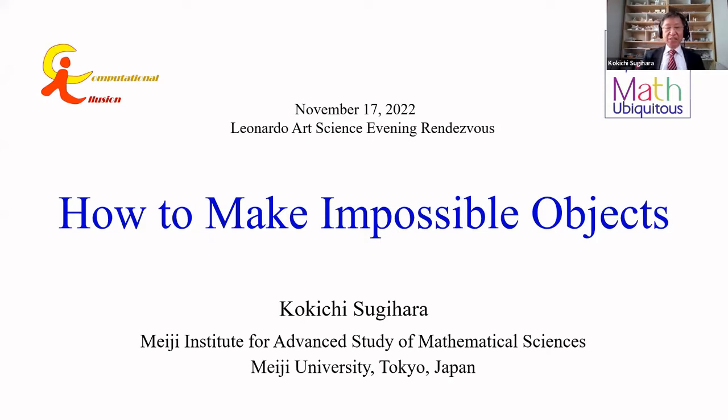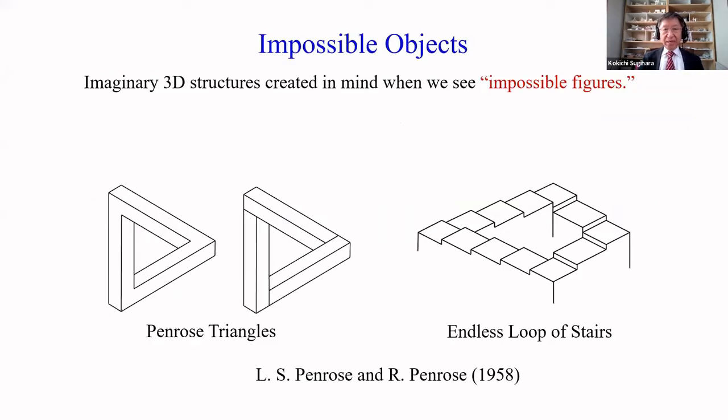I am Kokichi Sugihara of Meiji University, Japan, and my topic is impossible objects. Impossible objects originally meant imaginary 3D structures, which are created in our mind when we see impossible figures. Here are some examples of impossible figures drawn by British scientist Penrose, father and son. The left two are called Penrose triangles, and the right one is called endless loop of stairs.